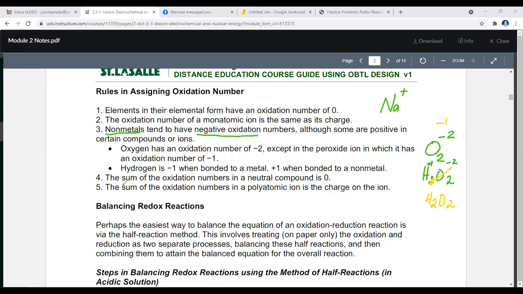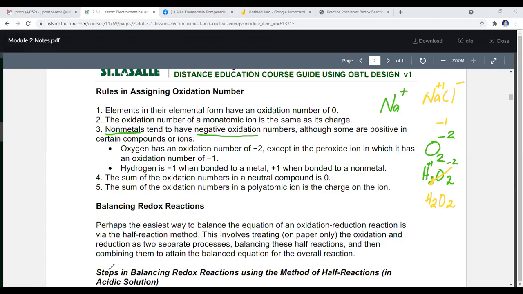Now, the sum of the oxidation numbers in a neutral compound is 0. In the case of, let's say, NaCl, this is a neutral compound. So the sum of the oxidation numbers here would be 0. You have plus 1 for sodium and negative 1 for chlorine, giving you a net oxidation state of 0 because sodium chloride is a neutral compound. And last, the sum of the oxidation numbers in a polyatomic ion is the charge on the ion. Again, the sum of the oxidation numbers in a polyatomic ion is the charge on the ion.